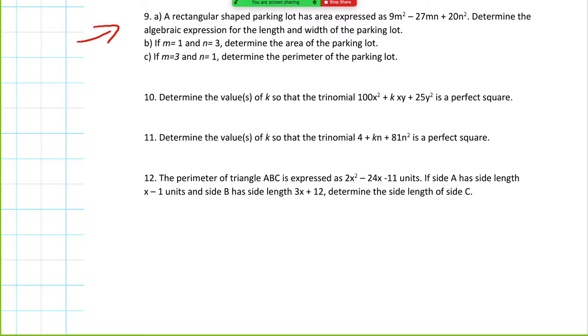At this question here: a rectangular shaped parking lot has an area of this expression. Determine the algebraic expression for the length and width of the parking lot. If m is a value and n is a value, find area. And if m and n are different values, find perimeter.